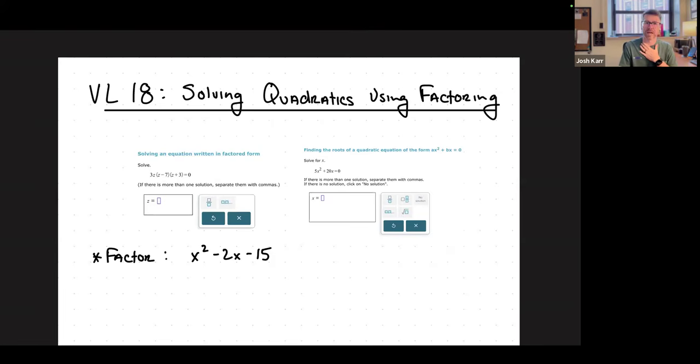But first I want to practice factoring real quick. So I have a quadratic written down below. I would love for you to pause the video, go ahead and give yourself the opportunity to practice factoring real quick.